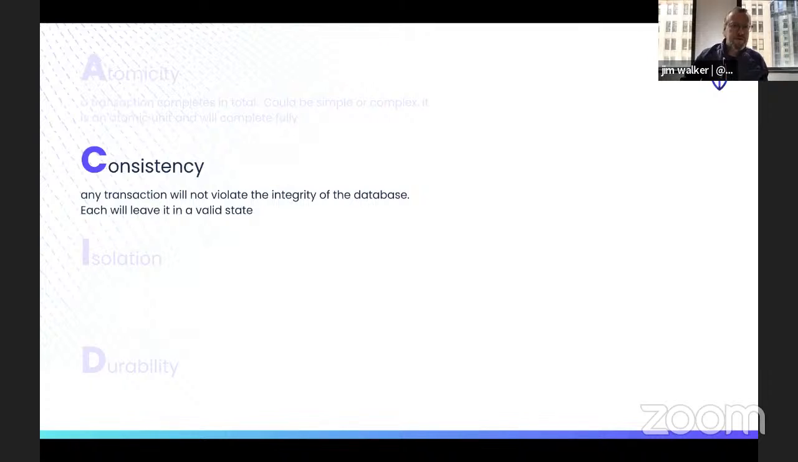Sounds simple enough, right? Consistency really is less about consistency across the transactions. That's more in isolation, and we'll talk about that. Basically, this is: don't violate the integrity of the database. Each transaction will leave it in a valid state. When I think about consistency, I think about things like referential integrity and foreign keys, the things that make sure the data is correct. There's a whole lot of things that we do in our transactions and from an isolation point of view that also contribute to consistency, but I think of this as the data being correct.